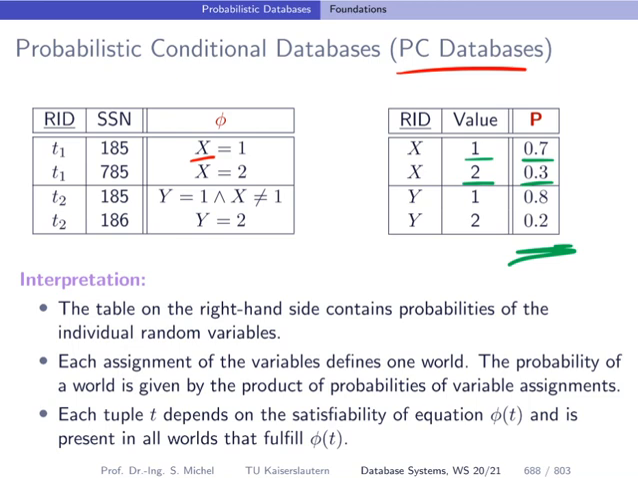And depending on these variables x and y and the value they take on, these tuples are in whenever this equation here is satisfied. So if you're looking at all possible worlds, then the tuple is in, depending on if these x and y make these equations true.